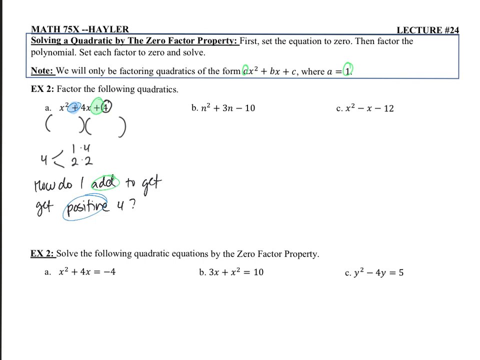Okay, well, let's see. If I add 1 and 4 together, that gives me 5. So that factor doesn't work. If I add 2 plus 2, that gives me 4. Aha, the 2 works. So what we're going to do is you write x and x, and then we're going to do the plus 2 and the plus 2. And there we go. We have factored.